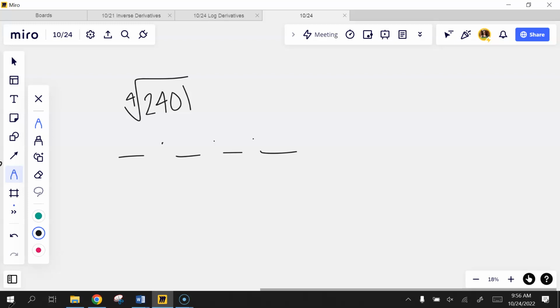This is an even root. Even roots get plus or minuses. Odds do not. Odd roots keep the sign that's there. So here, what number times itself 4 times gives you 2401? Did y'all just know that? Now, I'm going to show you how to use your calculator to help you.